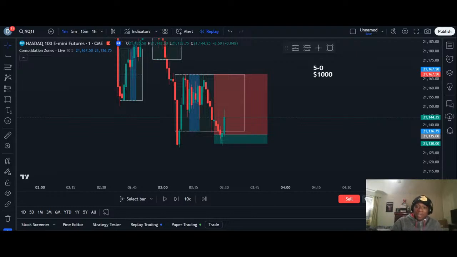Because it's tempting to get greedy and just keep expanding your SL, try to get 10 in a row, 20 in a row, 30 in a row. But I promise you, you're gonna end up losing. You might get lucky one day and go 15-0. You might, but you're gonna end up losing eventually if you keep that up. So what I found is 5 is a good number for me.